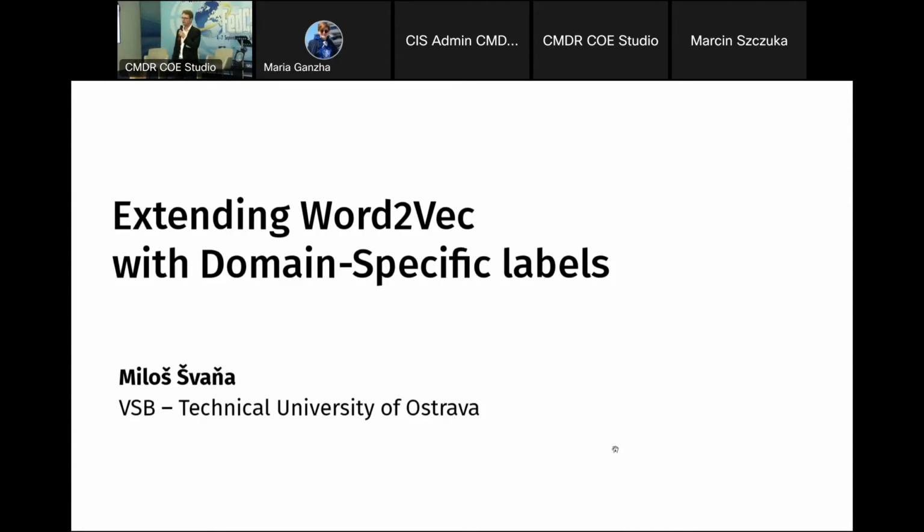My topic today is extending Word2Vec with domain-specific labels, which will be interesting to present after we heard about transformers, which are, of course, as the previous presenter said, state of the art, but I still think that Word2Vec is still relevant for certain tasks.